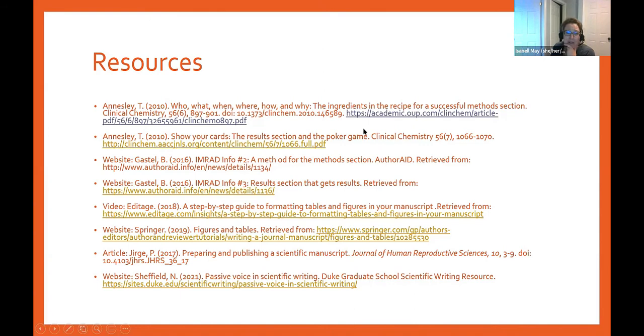Save them somewhere. They're really, really useful. The other ones are very useful as well. The author aid stuff is fantastic. Some great PowerPoint presentations on IMRAD. I've used them in my preparation for all of my workshops. And there's something here from Springer on figures and tables, and Editage, that I suggest to you for looking a little bit more carefully at preparing figures and tables. And if you want some more about passive and active voice, there's a great resource by Duke University's Graduate School, Scientific Writing resource, on passive and active voice in scientific writing. I've been using this a lot in my teaching. So, all right, let me stop sharing.